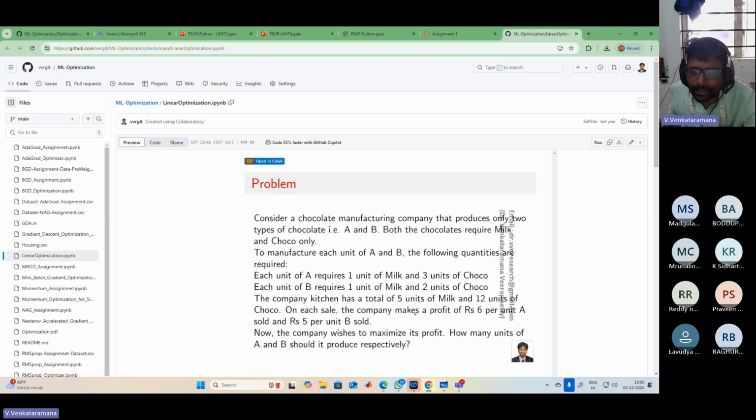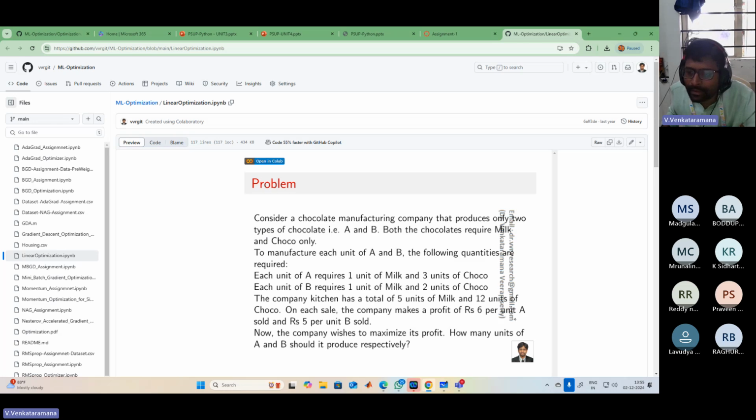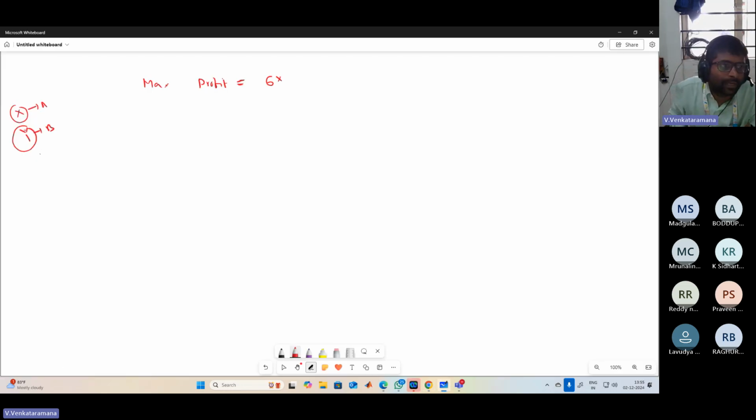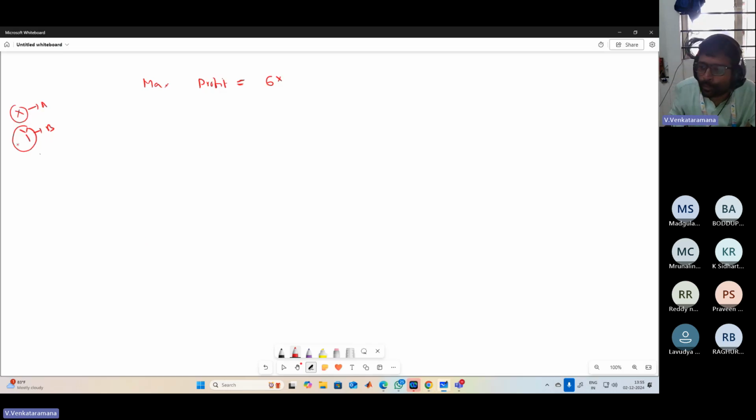Now you can see for 1 unit of A type chocolate, we got 6 rupees profit. If it is X number of A type chocolates, how much profit will he get? 6 into X. Similarly, for 1 unit of B type chocolate, he will get 5 rupees profit. For Y units of B type chocolates, how much profit will he get? 5 rupees profit for 1 unit of B, number of units of B equal to Y, so the total profit will be 5 into Y.